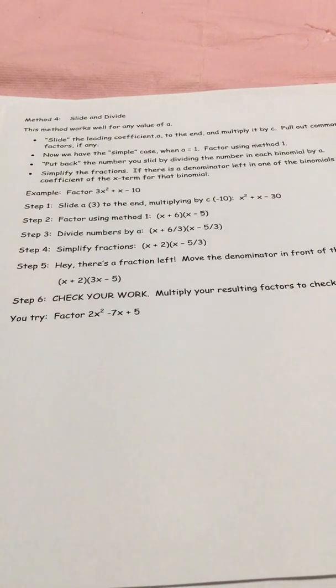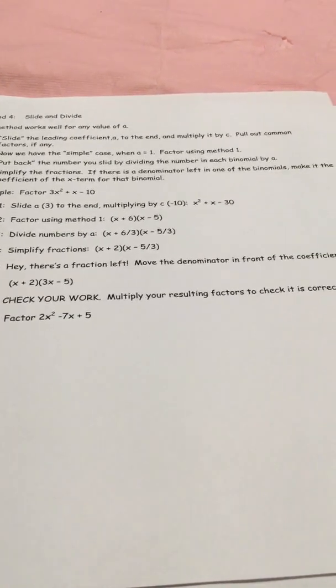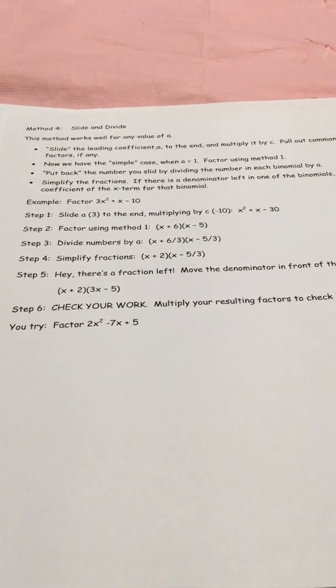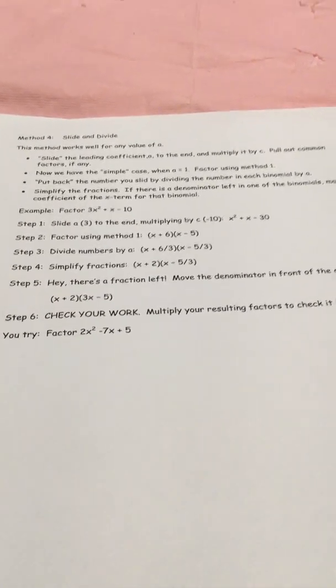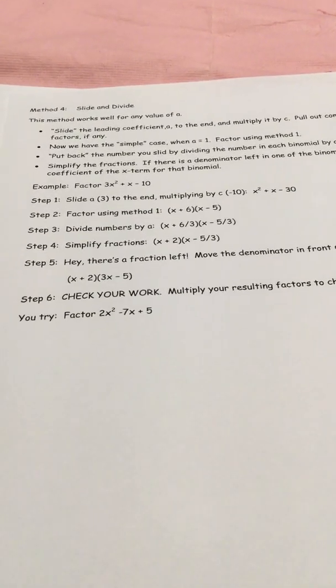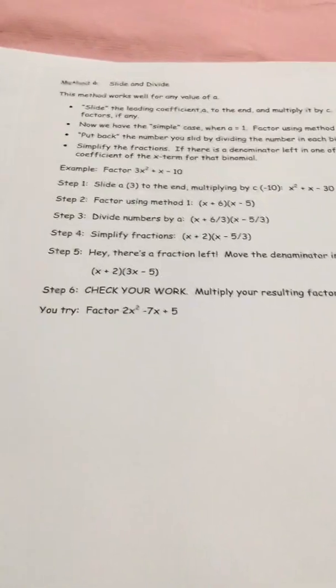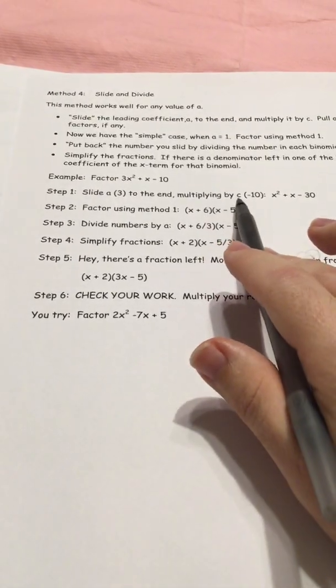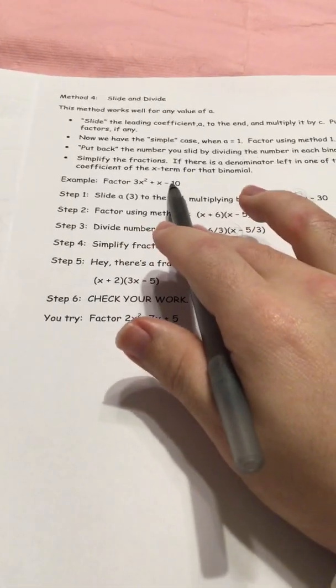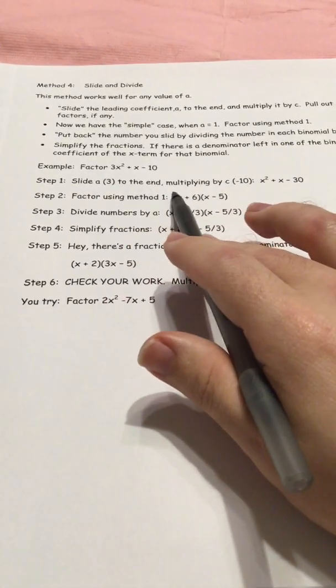Simplify the fractions. If there is a denominator left in one of the binomials, make it the coefficient of the x term for that binomial. So they're telling us to factor 3x squared plus x. They're sliding 3 to the end and multiplying it by c. 3 times negative 10 gives us our negative 30. Then they're factoring using method 1.